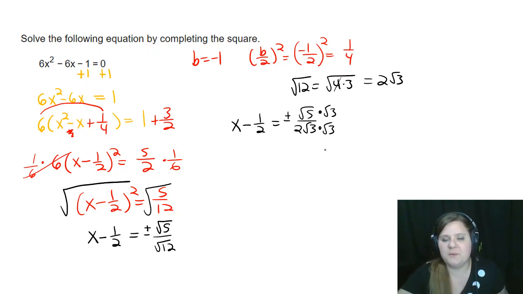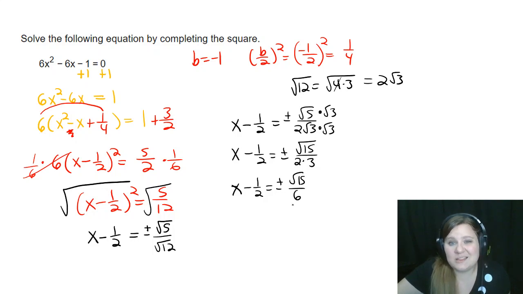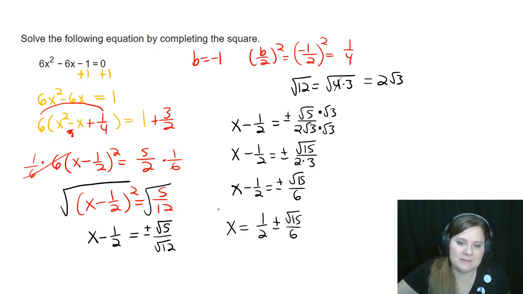A lot of times people multiply by 2 root 3, and that's okay to do on top and bottom, but you can ignore the 2 because it's not in the radical, so we don't need to get rid of it. So we have x minus 1/2 equals plus or minus root 5 times root 3 is root 15. I carry down my 2, and root 3 times root 3 is 3. So I really have x minus 1/2 equals plus or minus root 15 over 6. The last thing I need to do is move my x over. So x equals 1/2 plus or minus root 15 over 6.